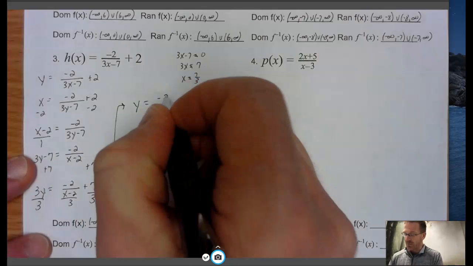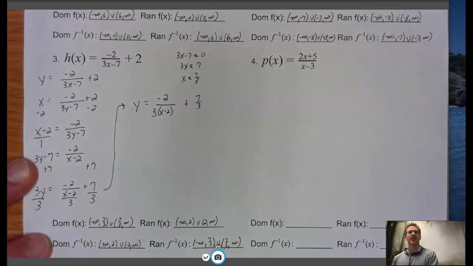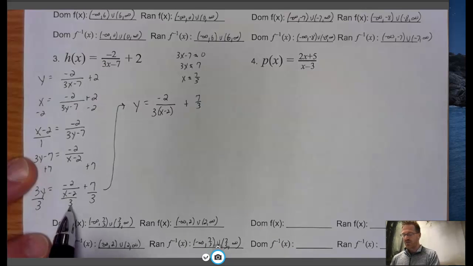So this would be -2 and then 3 times x minus 2, like that, because I'm already dividing. Dividing by 3 is the same thing as multiplying by 1/3, which is why it simplifies to this.